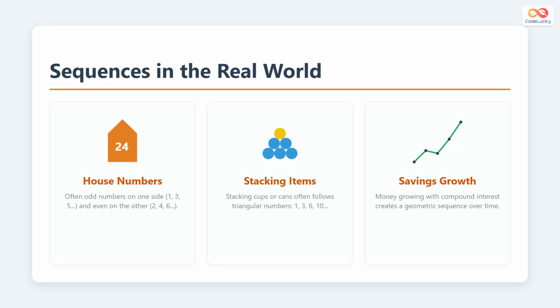Sequences aren't just abstract math. You see them in house numbers on a street, often split into odd and even sequences. You see them when stacking objects in stable patterns, like triangles. You even see them in finance, where compound interest creates a geometric sequence of growth for your savings.